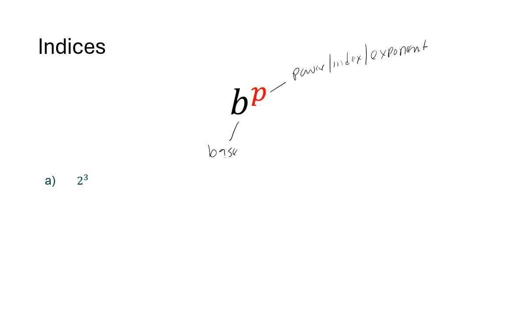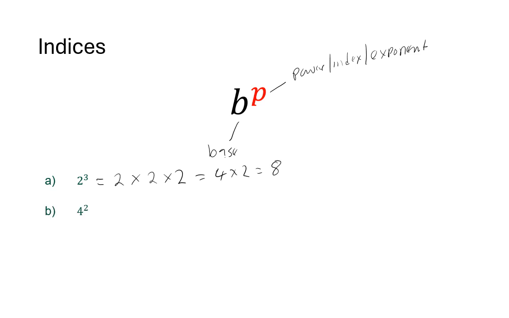if you have 2 raised to the power 3, it means this base 2, you have to multiply it 3 times by itself. So 2 times 2 times 2. 2 times 2 is 4, and 4 times 2 is 8.